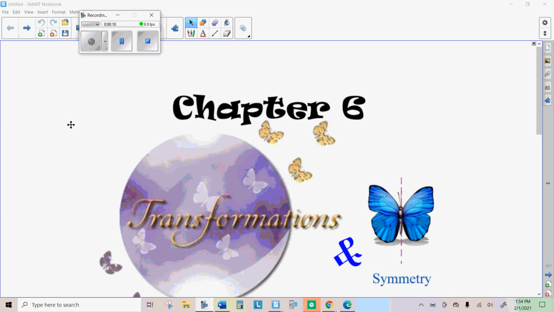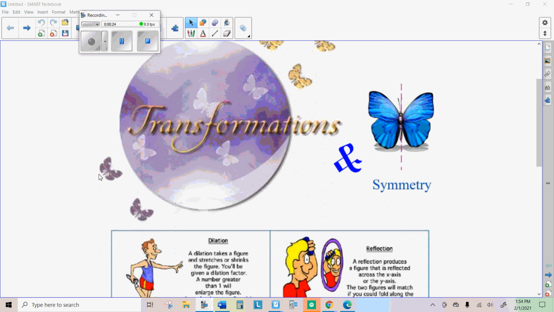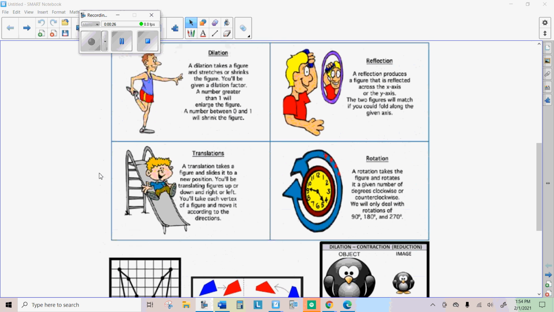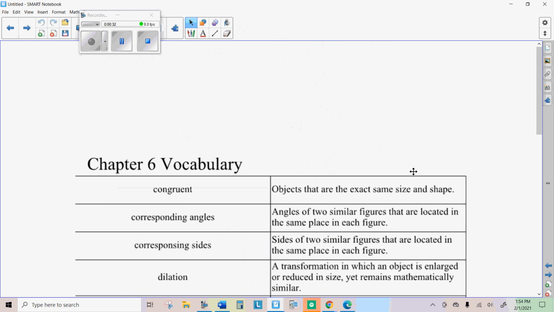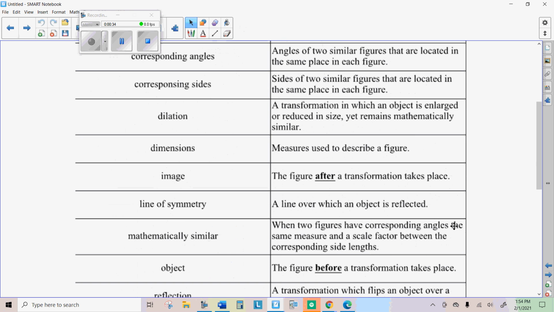Make sure you get that packet or print out the pages you need, or get your math notebook if you can't print it. This chapter is geometry. We're going to learn about transformations and symmetry. In this first lesson, we're going to learn about what it takes to translate or move on a coordinate grid.